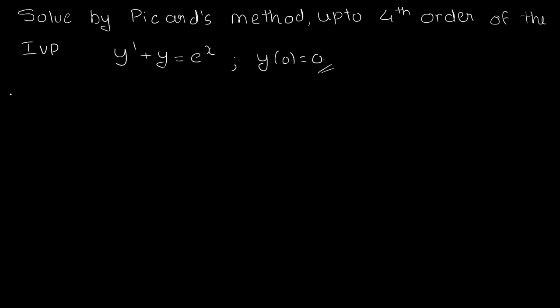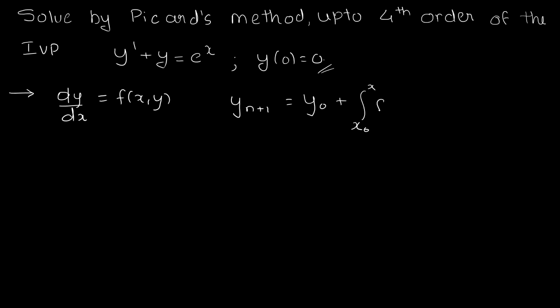In this kind of problem, if it is Picard's method, we have dy/dx = f(x, y), and the formula y_(n+1) = y_0 + integral from x_0 to x of f(x, y_n) dx. In this problem y(0) = 0 is already given, that means y(x_0) = y_0, so x_0 is 0 and y_0 is 0.